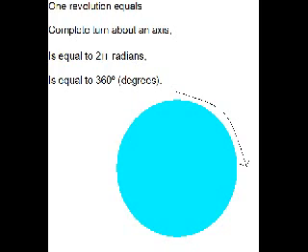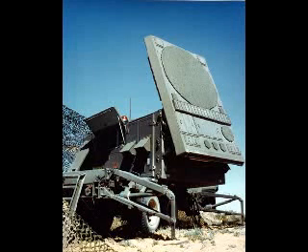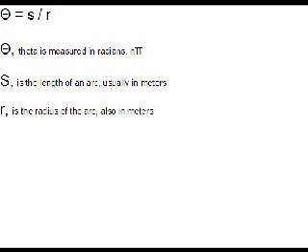One complete turn is equal to one revolution. The Earth undergoes one complete revolution each day. One revolution is equal to 2π radians, measured as factors of pi, or equal to 360 degrees. This Patriot radar is turned 90 degrees for maintenance. In radians, this would be equal to 1/2 π.